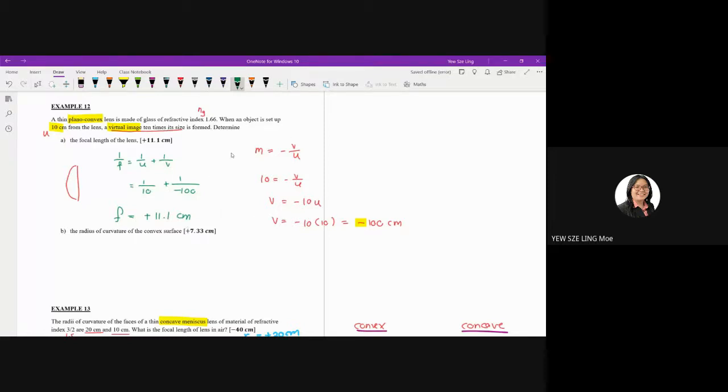All right, so for this question, the crucial part is whether you know your v is a negative value or not. How do I know it is a negative value? Because the question tells me I have a virtual image. If I have a real image, then my v would be a positive value.